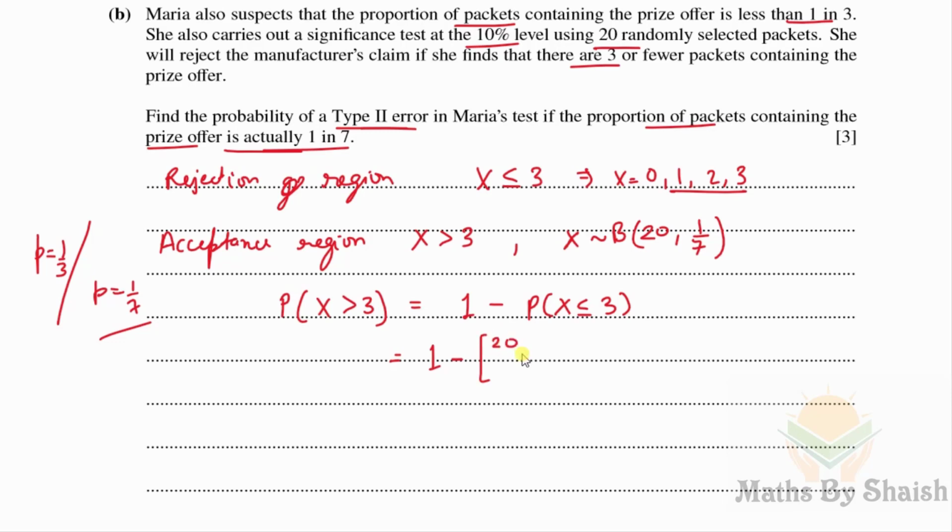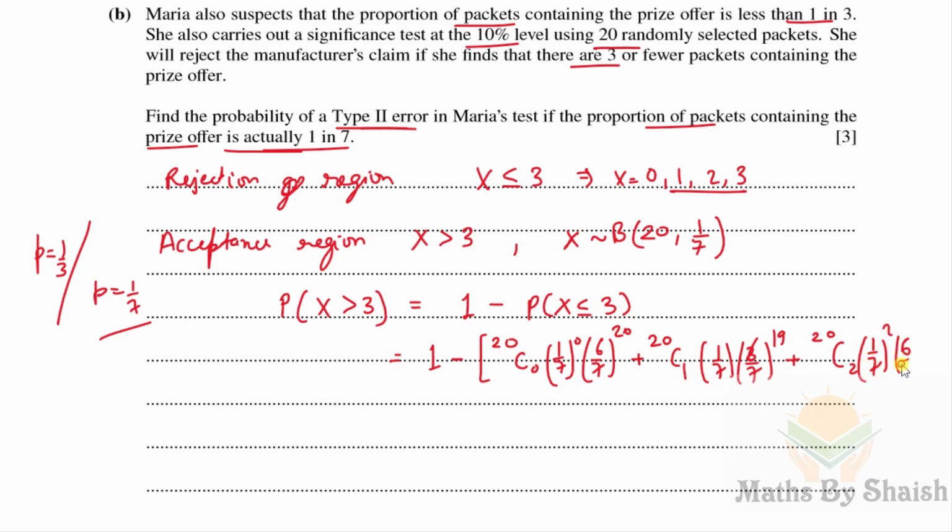1 minus, it is going to be 20C0, 1 by 7 to the power 0 and 6 by 7 to the power 20, plus 20C1, 1 by 7 into 6 by 7 to the power 19, plus 20C2, 1 over 7 square and 6 over 7 to the power 18, plus the last 20C3, 1 over 7 to the power 3 and 6 over 7 to the power 17.